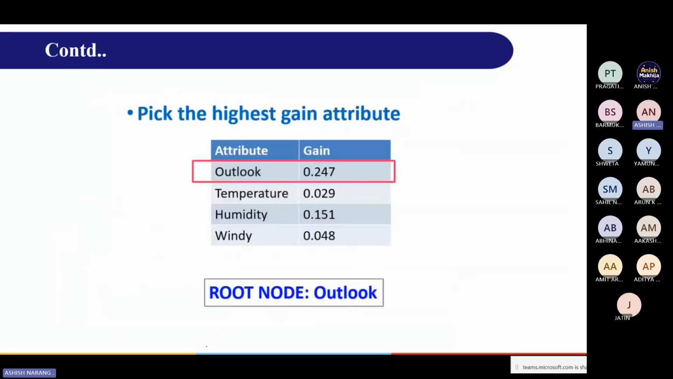So we have calculated for all 4 now. For outlook, the gain is 0.247, then temperature, humidity, and wind. This is highlighted: this is the maximum information gain it is giving. So the first attribute that I should choose is the outlook. Make sense?